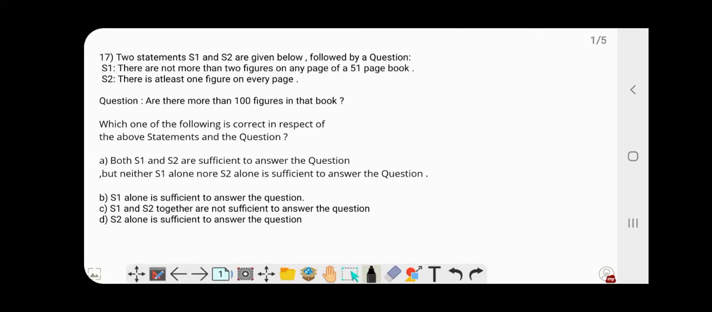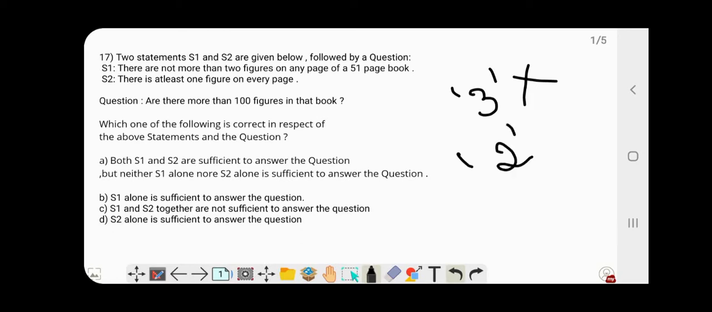Option A. Both S1 and S2 are sufficient to answer the question, but neither S1 alone nor S2 alone is sufficient to answer the question. Option B. S1 alone is sufficient. Option C. S1 and S2 together are not sufficient. Or option D. S2 alone is sufficient to answer the question. You see the first statement, they say that there are not more than 2 figures. So you can't have 3 figures, it's not allowed. At the max you can have 2 figures.